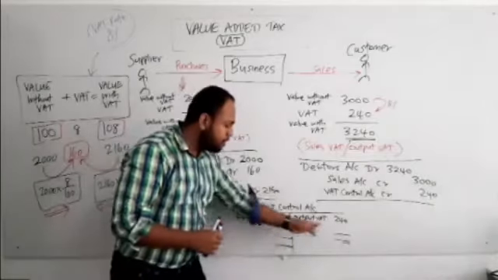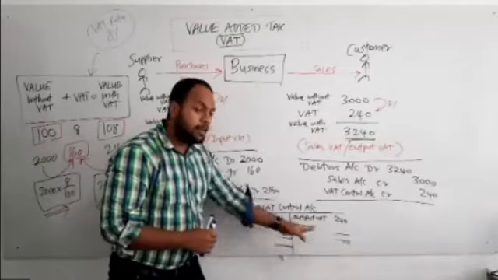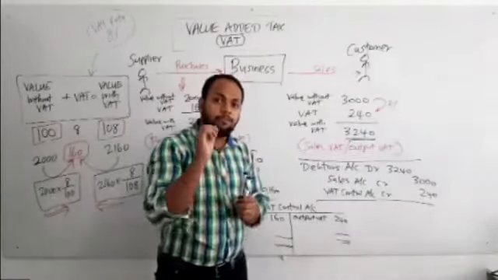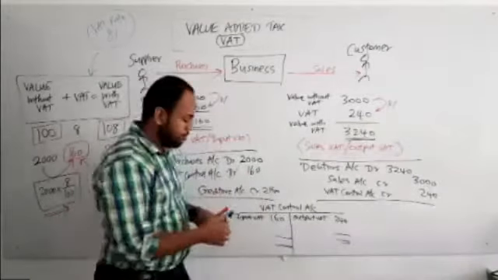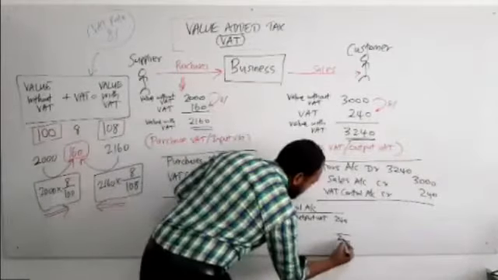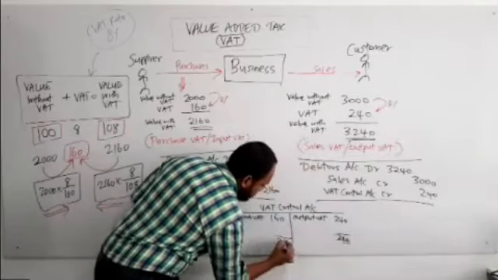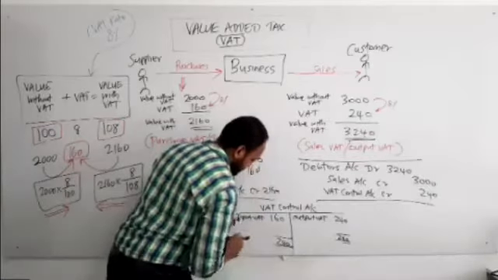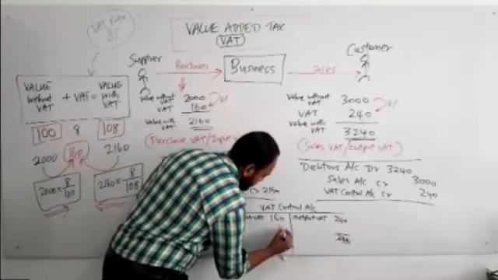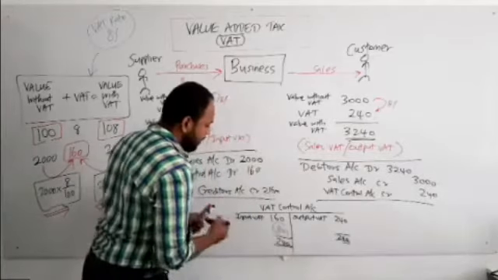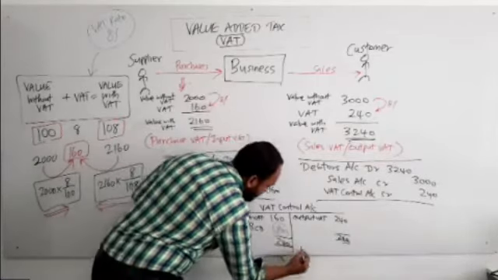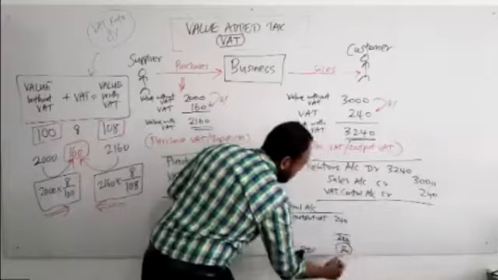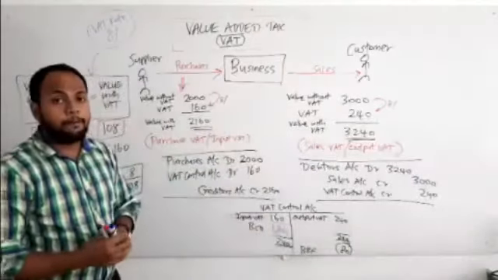And already we have paid 160. So we can set off this 160 with the 240 total payable. Then actually we have to pay the net amount. So the final payable, if you balance this, we have to pay 80. That is the final payable balance carried down.